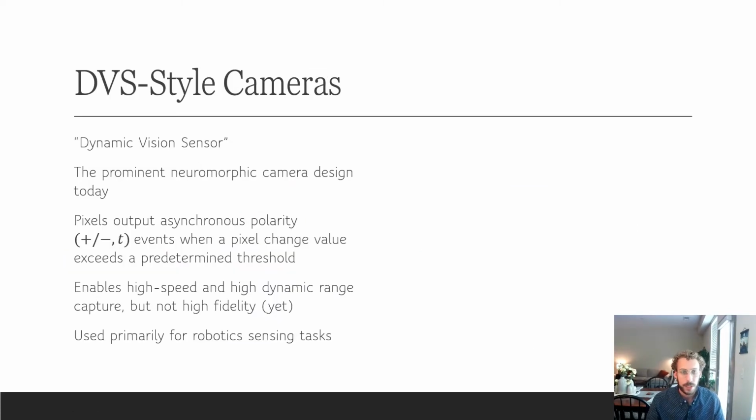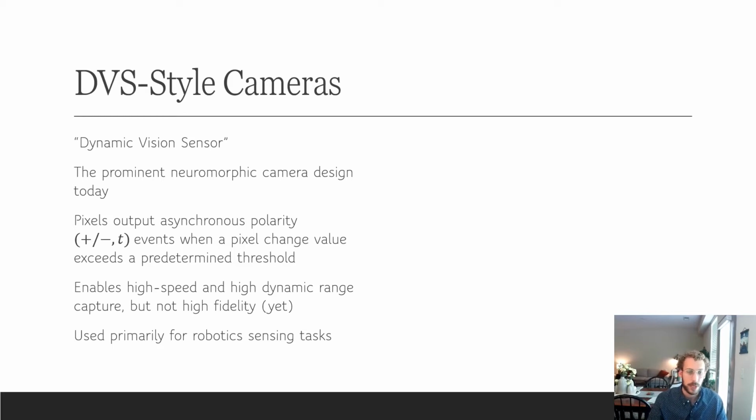And we've already seen the camera landscape start to shift towards the frameless paradigm with the development of DVS style cameras. DVS stands for Dynamic Vision Sensor, and this is the prominent neuromorphic camera design today. Neuromorphic meaning it attempts to emulate the way that the human eye operates in this case. So DVS cameras have been around for a few years. There are commercial products that you can buy. You can go out and purchase a DVS style camera if you want to.